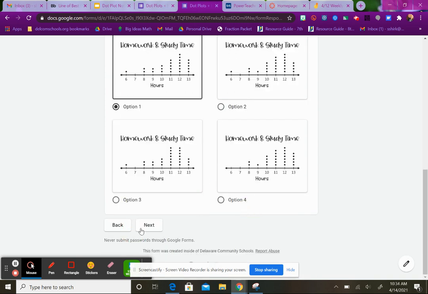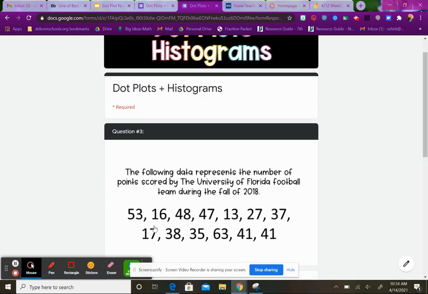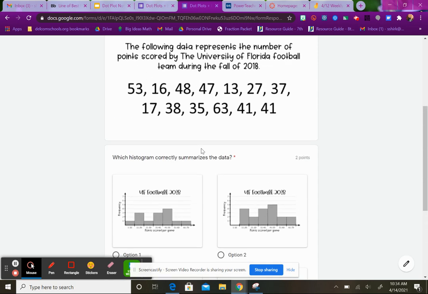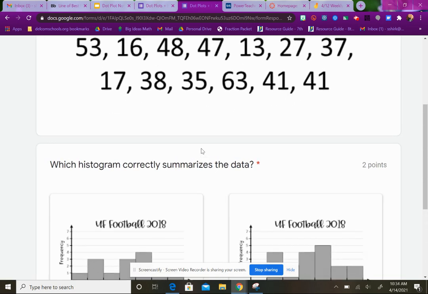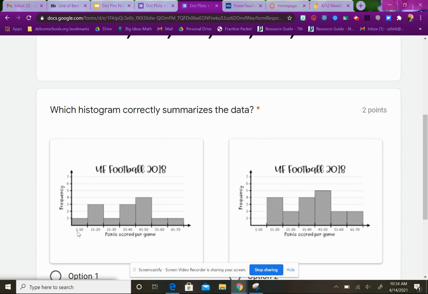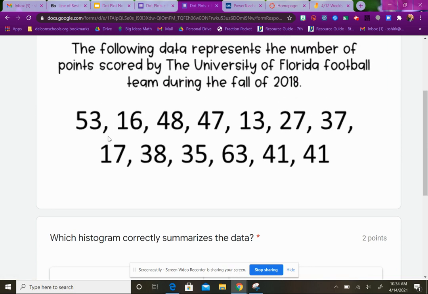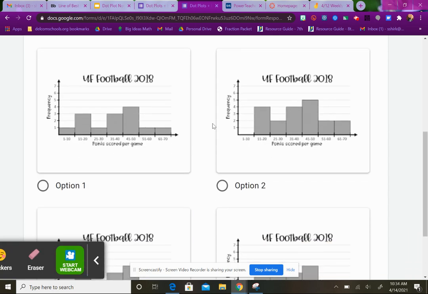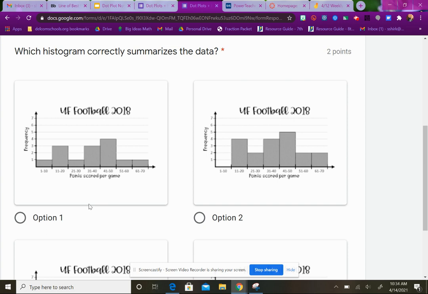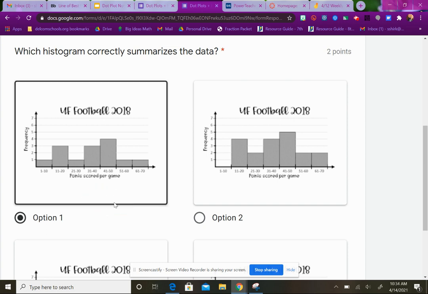I don't know the answer to that one. So hopefully you're not watching me. The histogram is a little bit different. With this one, it tells you the numbers ranging from 1 to 10, 11 to 20. So if you look, I don't have any numbers ranging from 1 to 10, so I should not have a number there in that box. So obviously option 1 is not the correct answer.